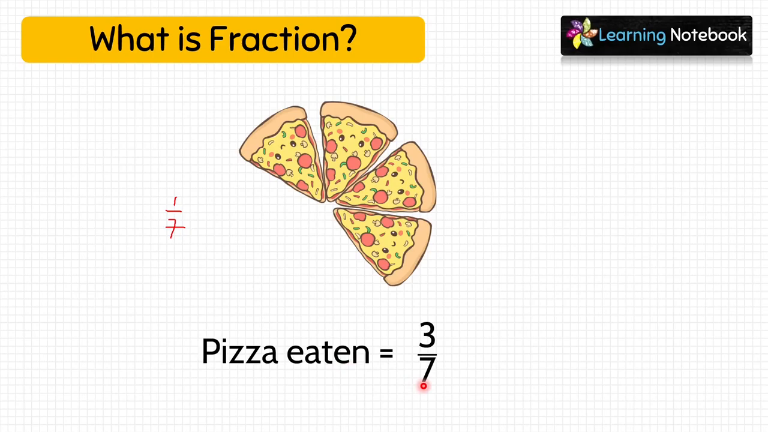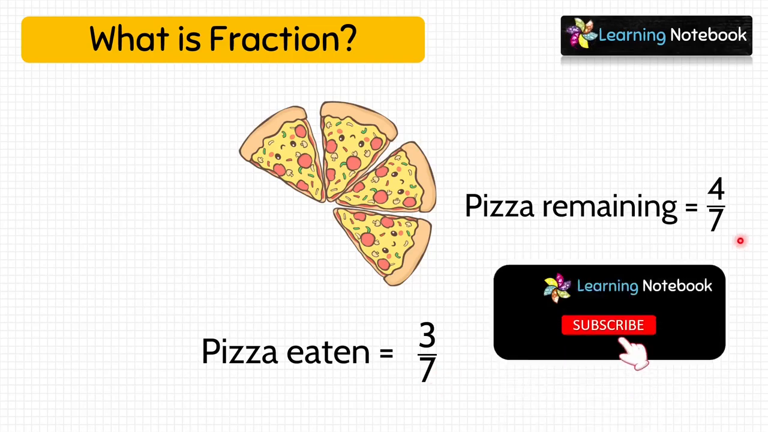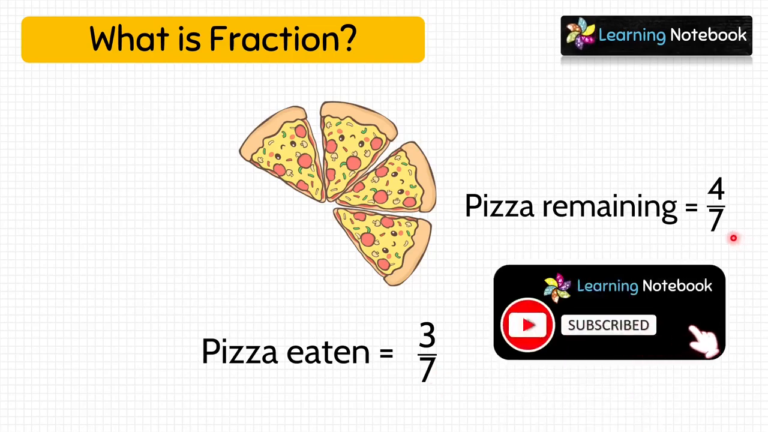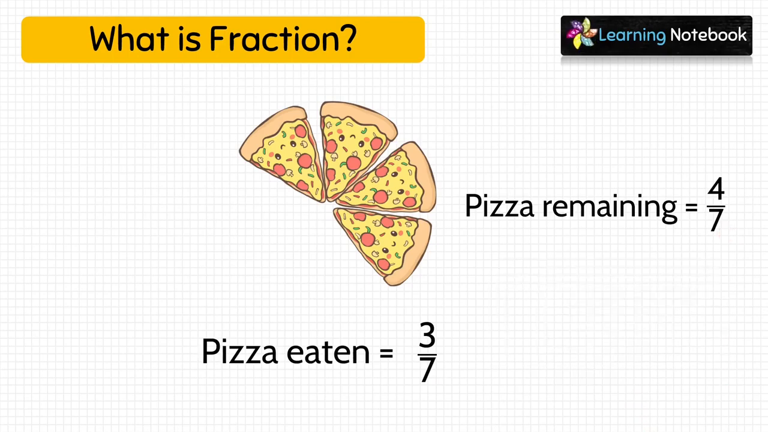This fraction means 3 parts of pizza have been eaten out of 7 parts. And what is the fraction of remaining pizza? It would be 4 by 7. This fraction means 4 parts of pizza are left out of 7 parts. So now I am sure you have understood what is fraction.